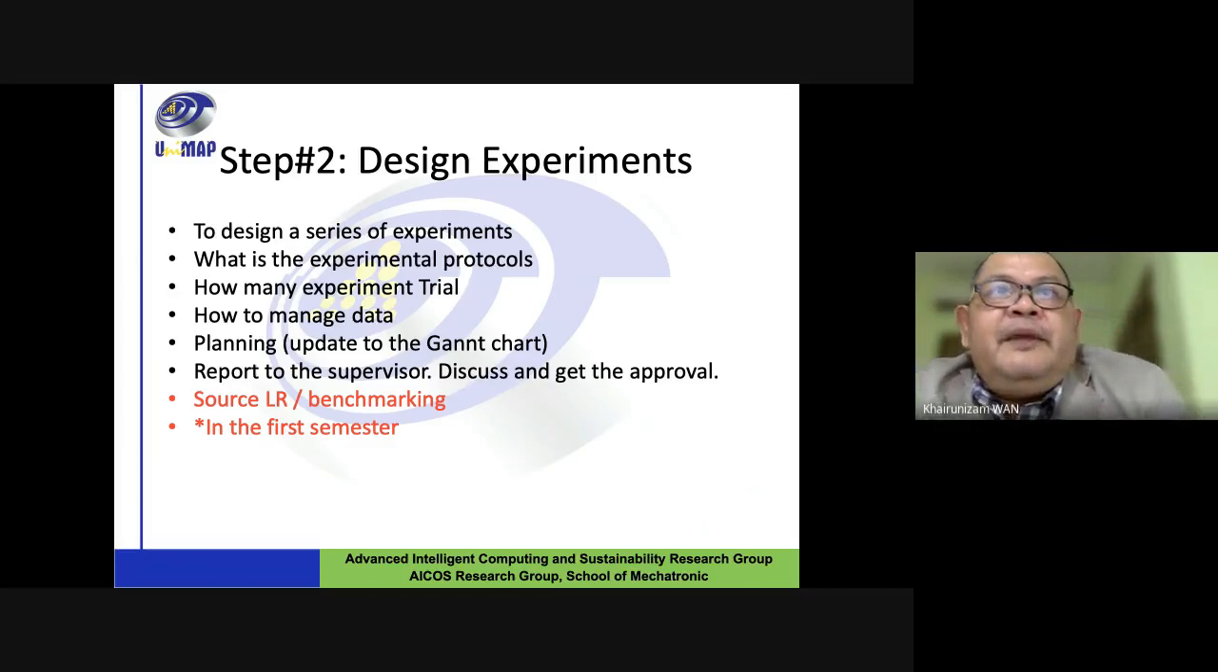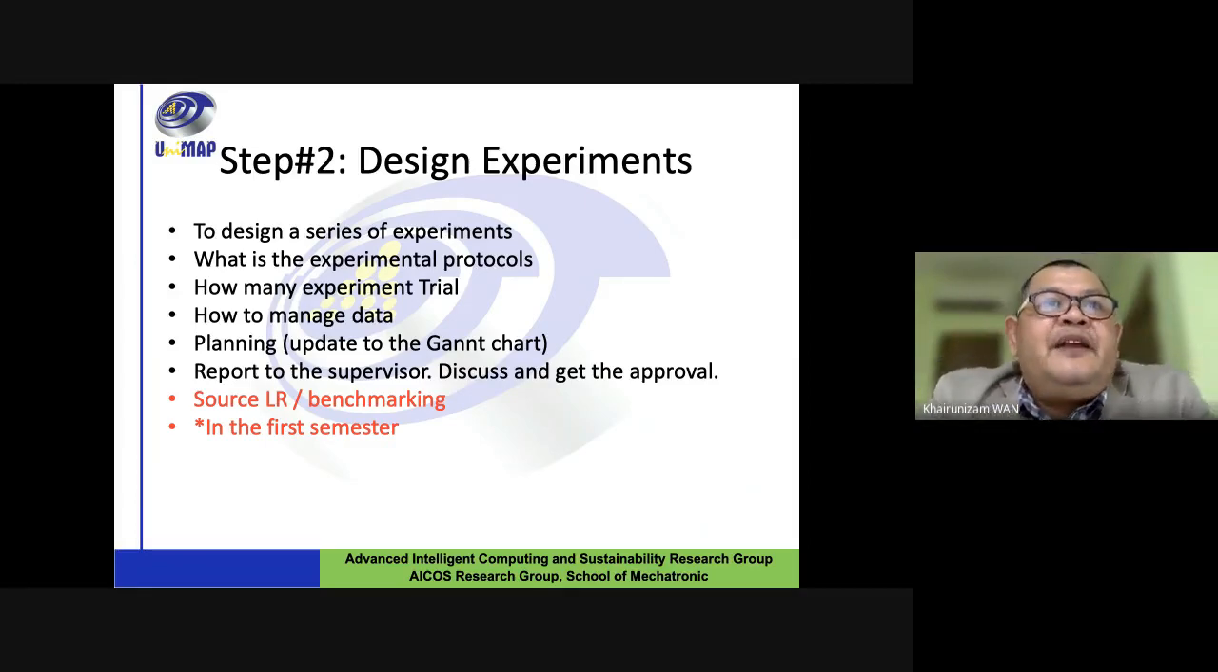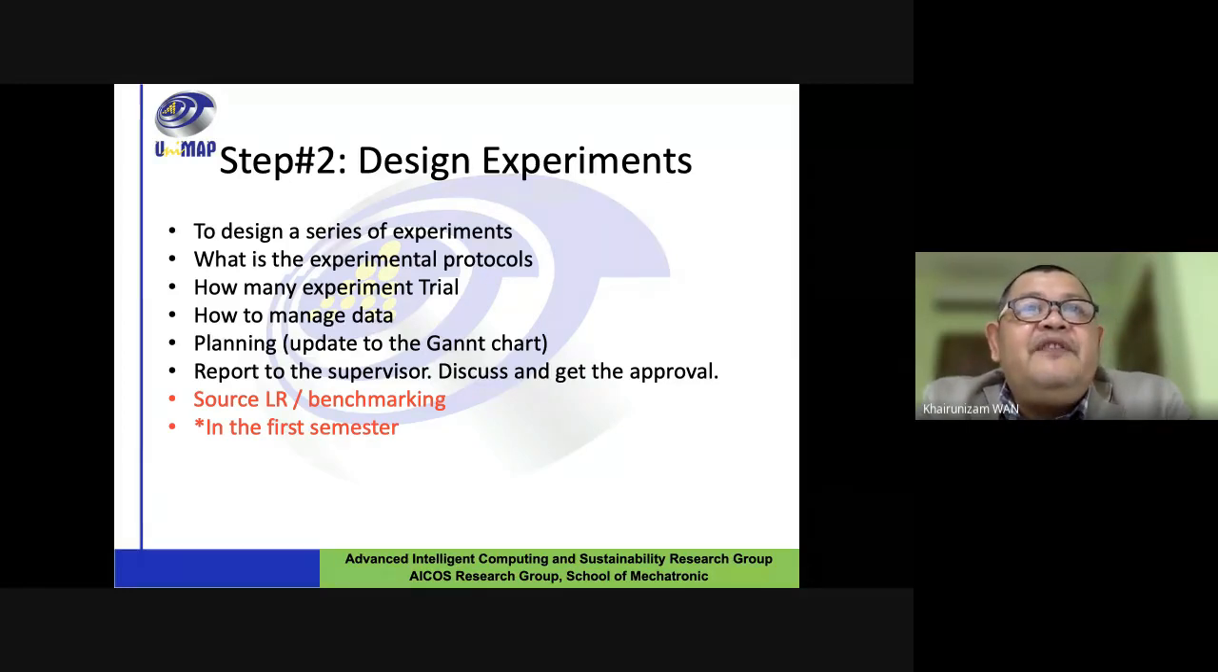We try to implement solutions. Step 2 is design experiment, to design a series of experiments. The information comes from the hypothesis, whether the experiment is a single experiment or a series of experiments. How to verify whether it is a single experiment or a series of experiments? It comes from the literature review.